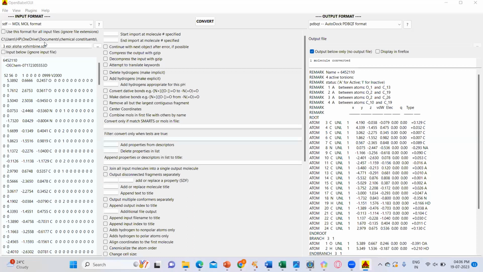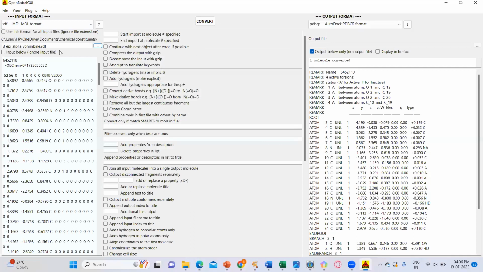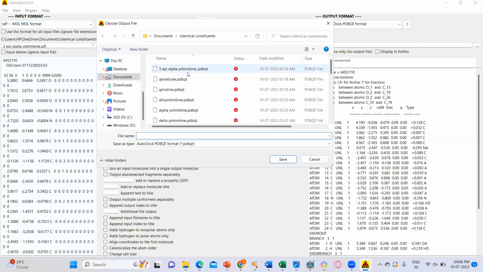This is the Open Babel website in which here we have to select the chemical compound SDF format, and then we have to say convert, and here we get the output by deselecting the output below only. In these three dots we'll get the format in PDBQT.